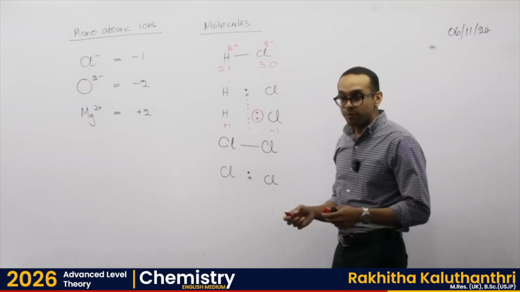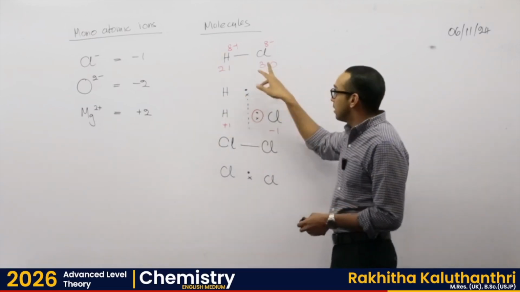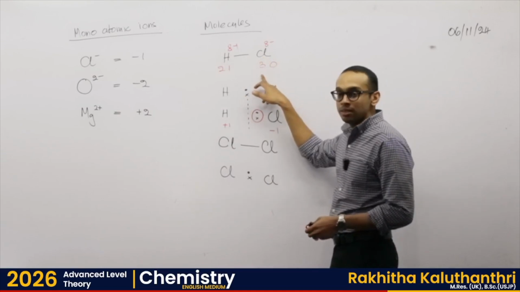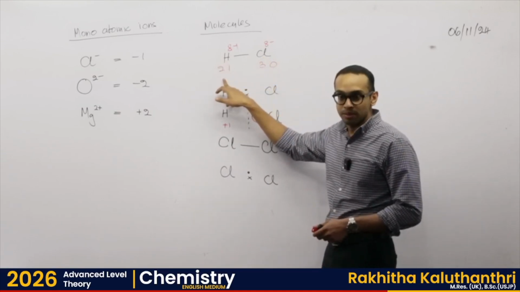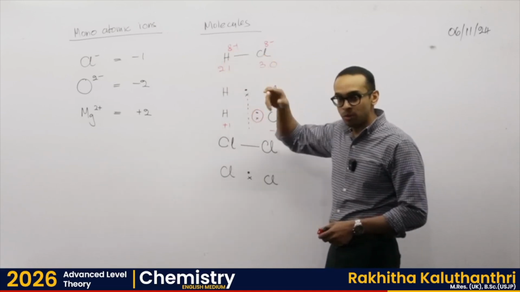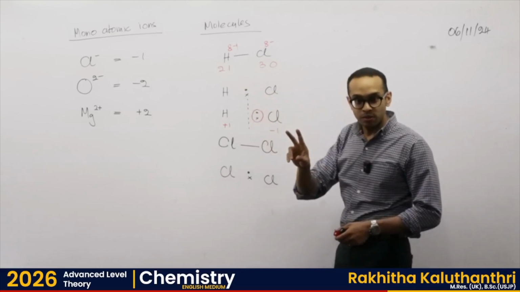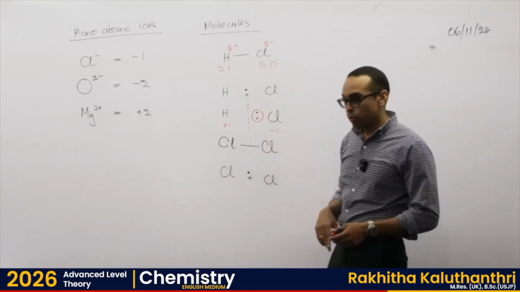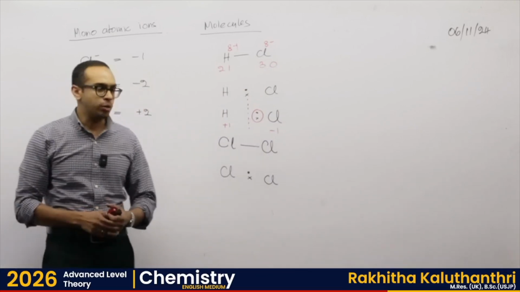So basically, if you are assuming electrons have been completely transferred, this is going to have a -1 oxidation number, and this is going to have a +1 oxidation number. Is that clear? So the partial charges in your head, you can convert them into +1, -1. Is it understood? So this is oxidation number for molecules.